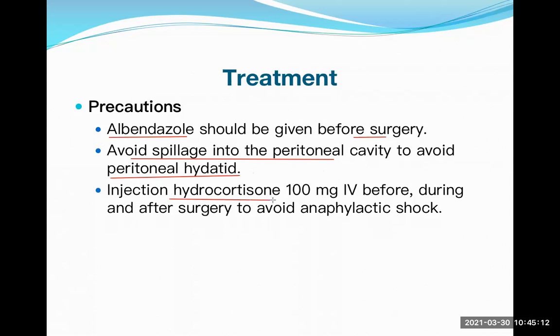Injection hydrocortisone 100 milligram IV before, during, and after surgery is given to avoid anaphylactic shock. What type of drug is hydrocortisone? Steroid. Exactly. It is a steroid, or glucocorticoid you can say, and this is given to tackle the anaphylactic shock which may happen during the surgery. Even antihistamines can be used, but antihistamines are used for treatment rather than prophylaxis. So these are the important precautions.